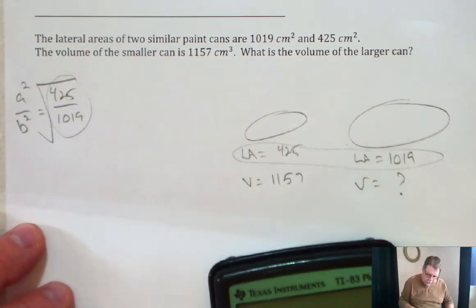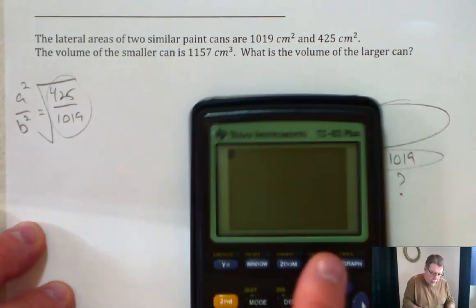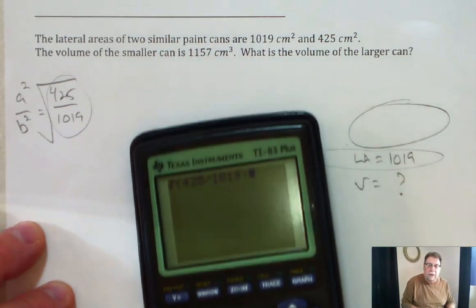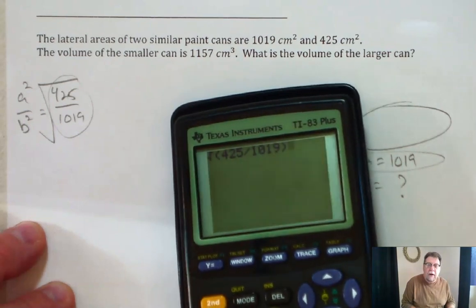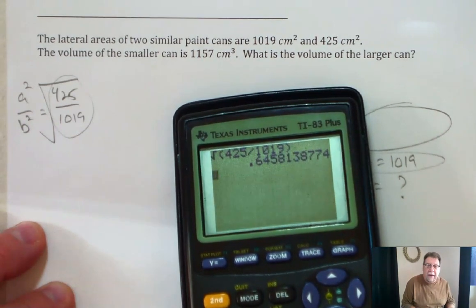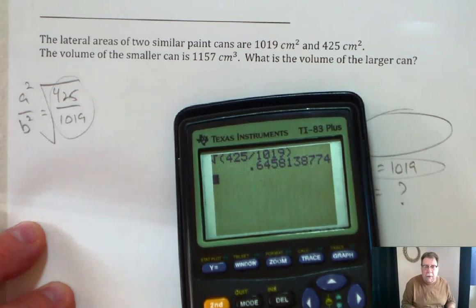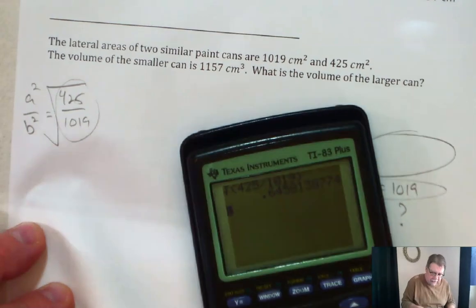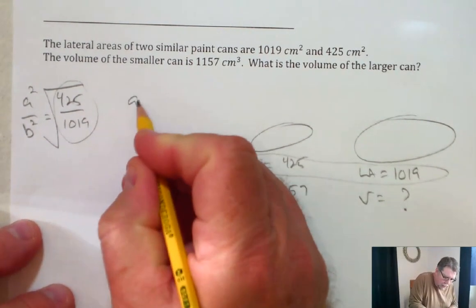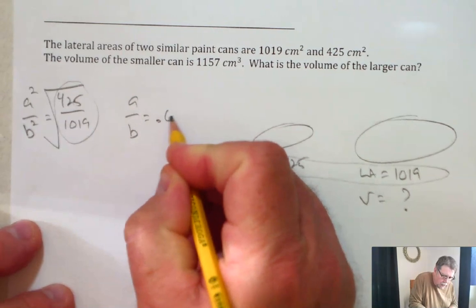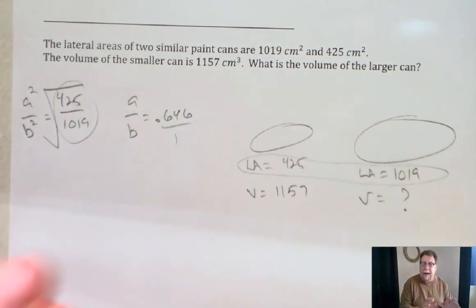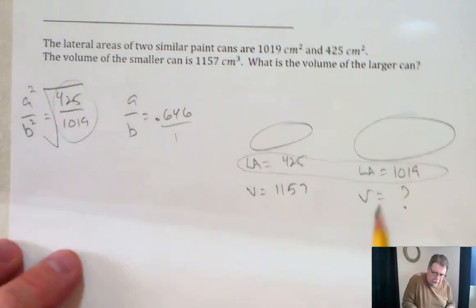So let me grab my calculator here, and I will do the square root of 425 over 1,019. And that's going to be that number there. I'm actually going to write it down, but I'm not clearing it from my calculator. It's 0.646. So A over B would be 0.646, and you could put it over 1 if you wanted to leave it as a fraction. That might be helpful.